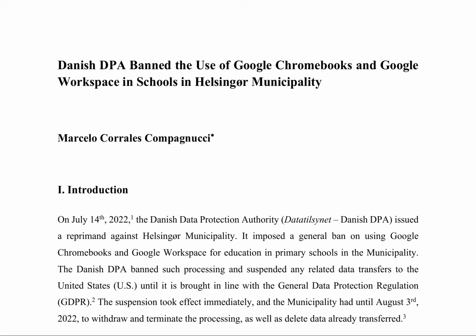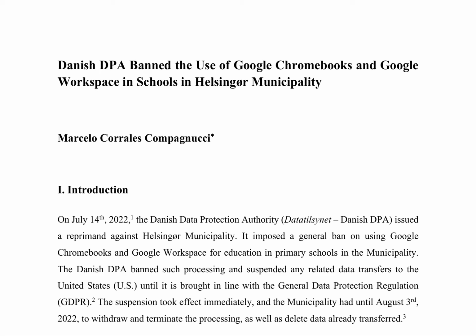On July 14, 2022, the Danish Data Protection Authority, Datatilsynet, the Danish DPA, issued a reprimand against Helsingør Municipality, imposing an immediate general ban on the use of Google Chromebooks and Google Workspace for education in primary schools. This decision was made due to the municipality's failure to document adequate risk assessments and reductions regarding the rights and freedoms of pupils, as required by the General Data Protection Regulation, GDPR.